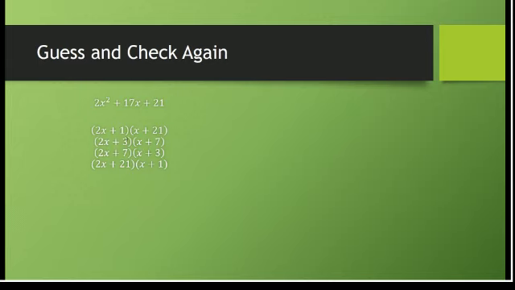So as I'm looking at these, this is 42 and 1 is 43. This is 14 and 3, which is what makes 17. So this is going to be the correct factorization, 2x plus 3 times x plus 7.